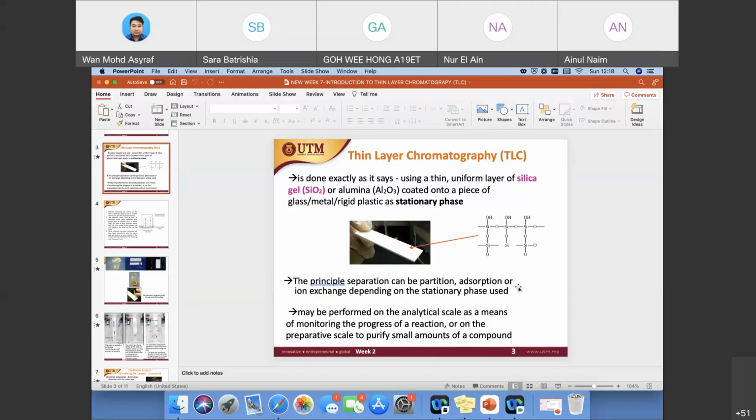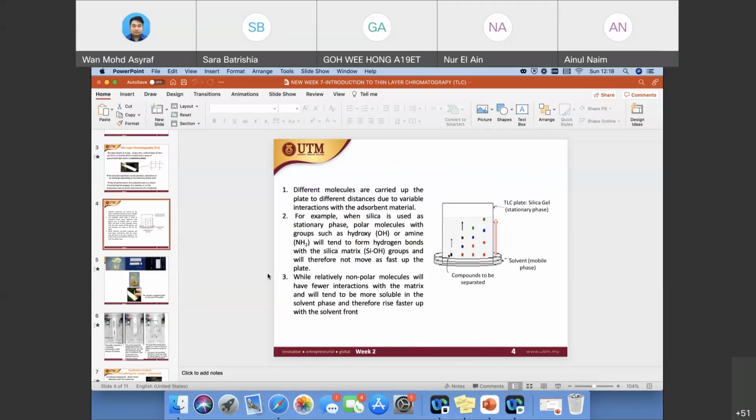Okay, so this may be performed on an analytical scale as a means of monitoring the progress of a reaction, or on the preparative scale to purify some amount of compounds. But we will see how we use thin layer chromatography to do separation. So this is important. This is how your thin layer chromatography works.